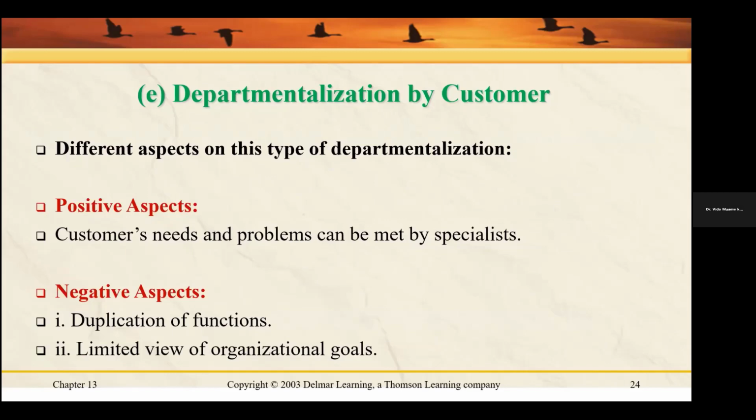Okay. So we have different aspects. Positive aspect: customers' needs and problems can be met by the various specialists that we have. Still the same, there is duplication of functions and a limited view of organizational goals.